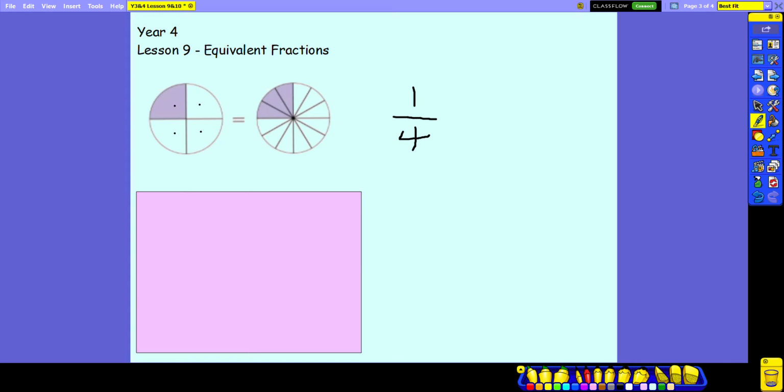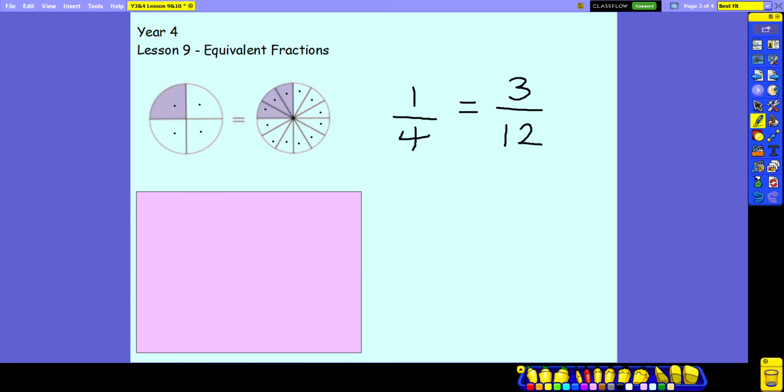Now on the right-hand side, we have a circle of the same size that's been equally divided into 1, 2, 3, 4, 5, 6, 7, 8, 9, 10, 11, 12 parts, or twelfths. And in this case, we have 1, 2, 3 twelfths that have been shaded in. So these are our equivalent fractions.